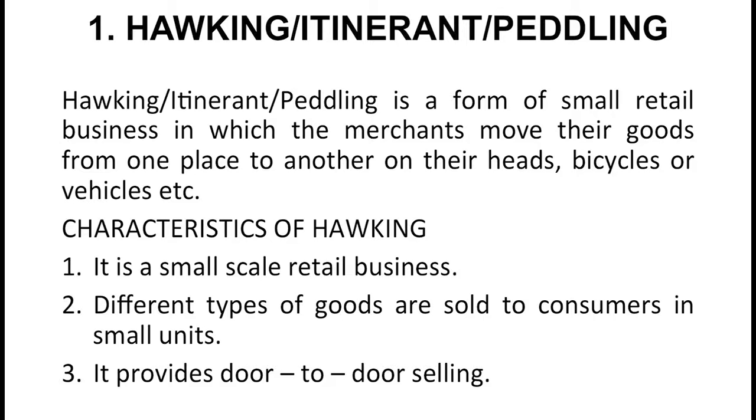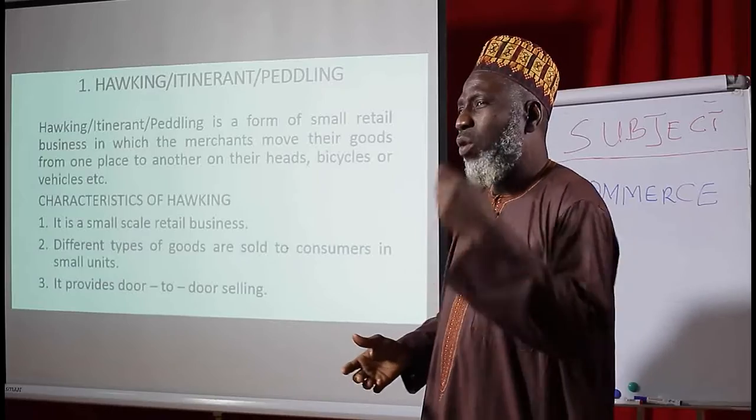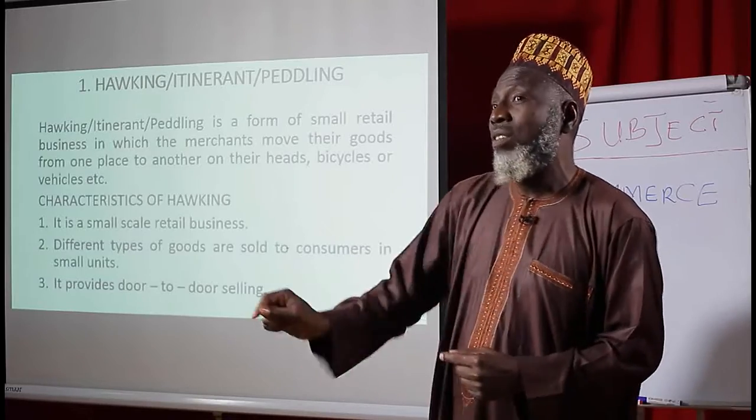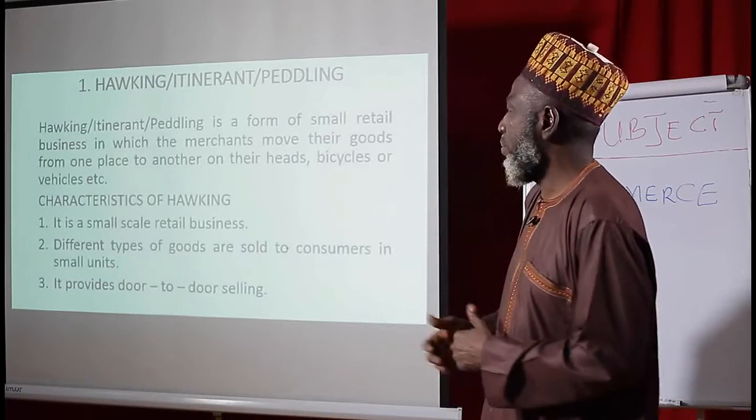Hawking, or what is known as itinerant or peddling, is a form of small retail business in which the merchants or traders move their goods from one place to another on their heads. Sometimes they carry the goods on their heads. Sometimes they carry the goods using bicycles or vehicles. They move from place to place, selling their goods. We call them hawkers. What they are doing is known as hawking, or it's known as peddling.